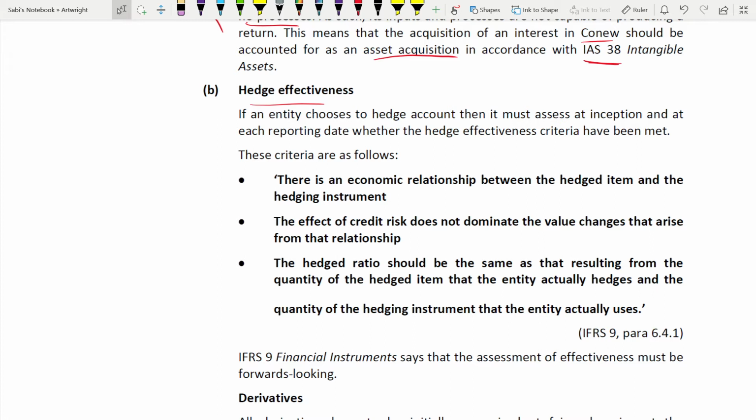Okay, so if an entity chooses to apply hedge accounting, then it must assess at inception and at each reporting date whether the hedge effectiveness criteria have been met. Every reporting period they have to see whether these criteria are met or not. That means every year. Okay, what are these criteria? This is a knowledge part. You can easily get marks here if you know it from your IFRS 9, because you're not applying anything to the case study. Your application comes in derivatives A, B, and C.